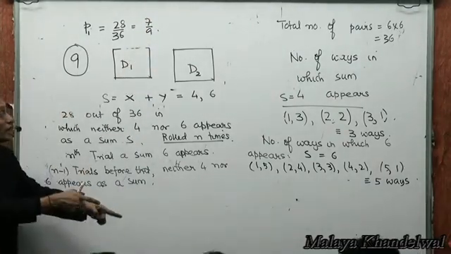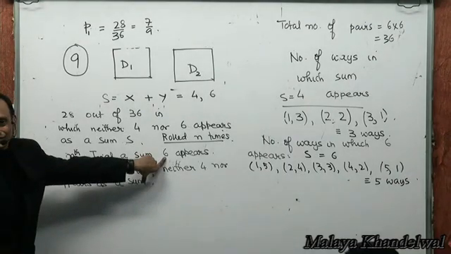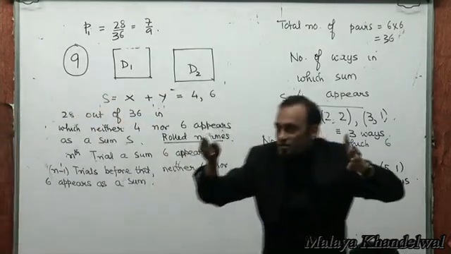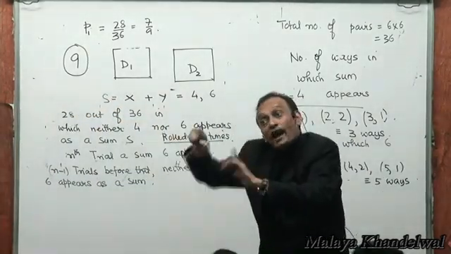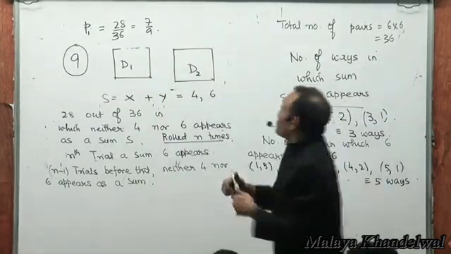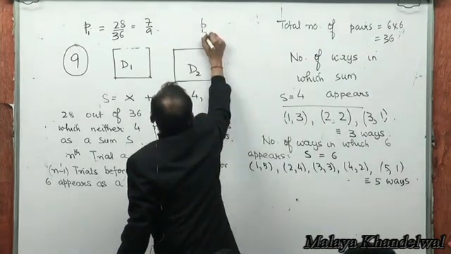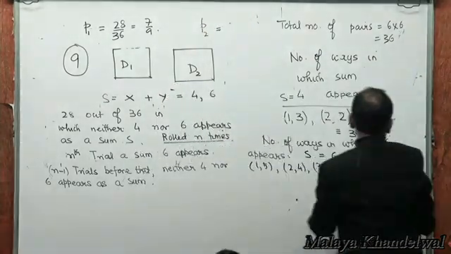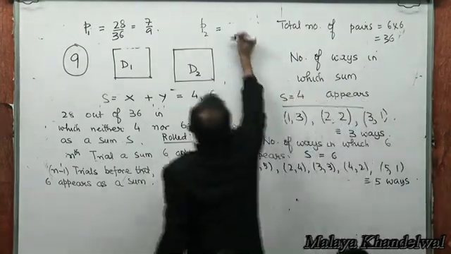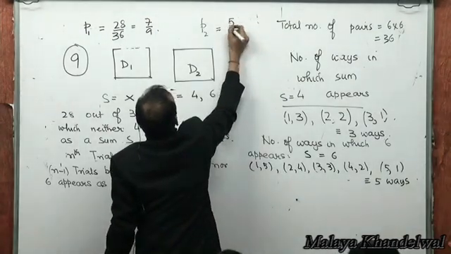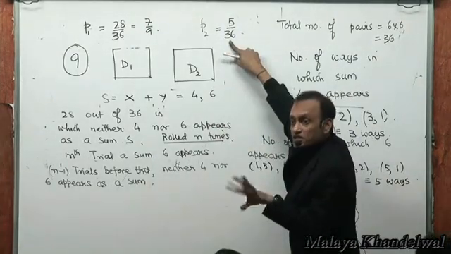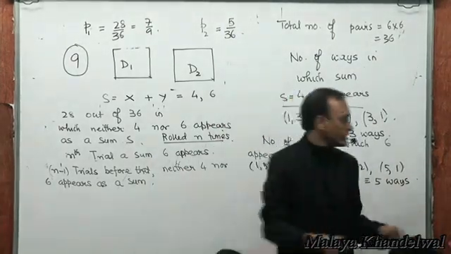And in the nth trial, I want 6 to appear. Then 6 would appear first before 4 appears. Yes or no? In the first n minus 1 trials, neither 4 nor 6 appears, and in the nth trial, a 6 appears. The probability that a 6 appears, let me call it P2. The probability that a sum 6 appears in a given roll is 5 by 36, when I roll the pair of dice, right?